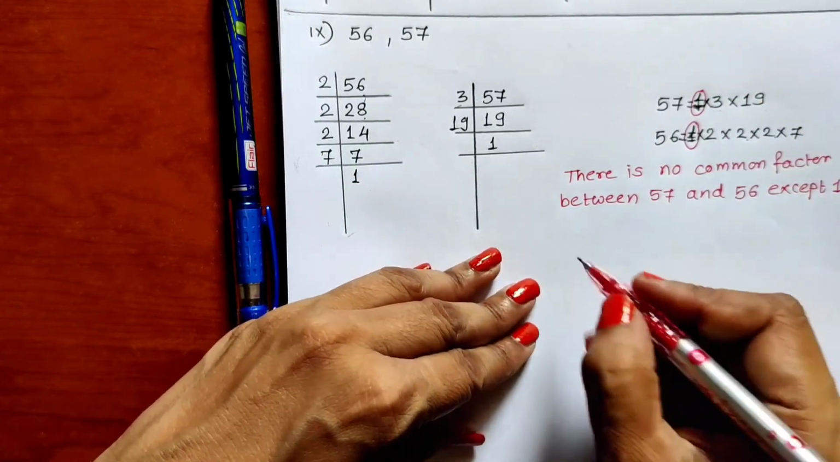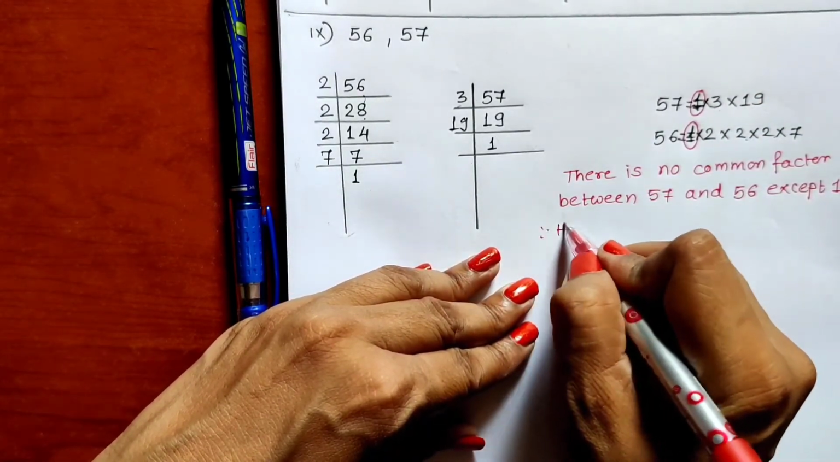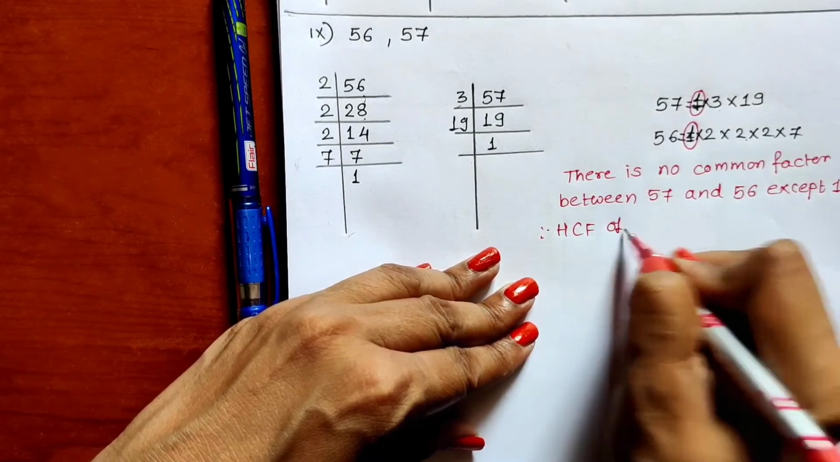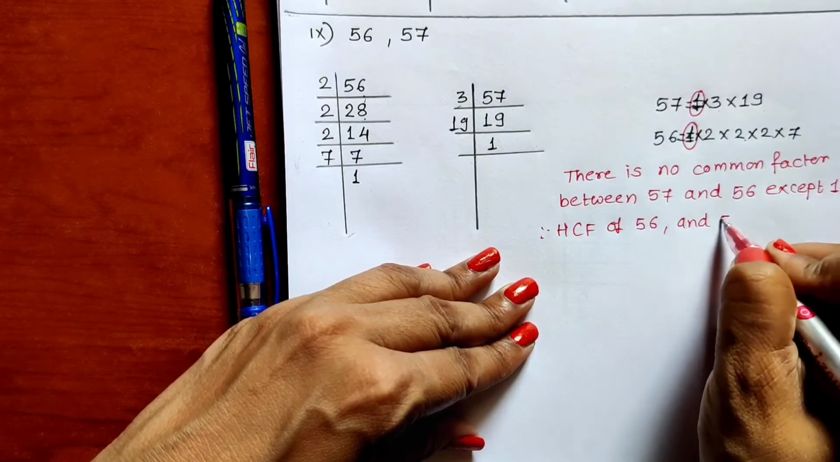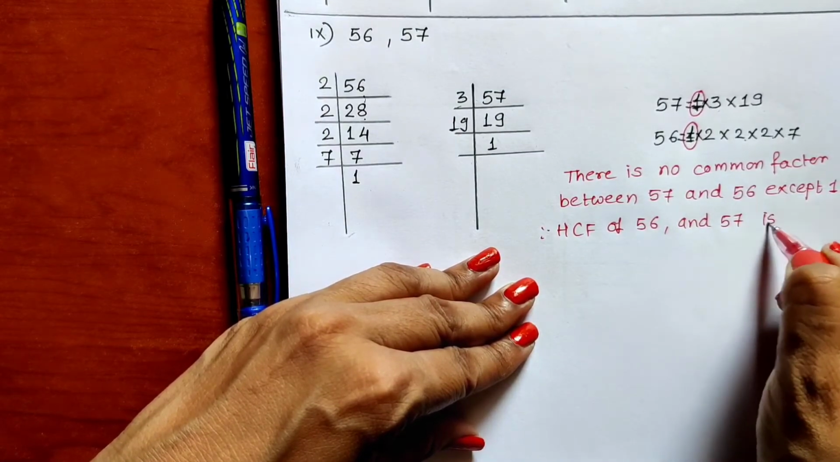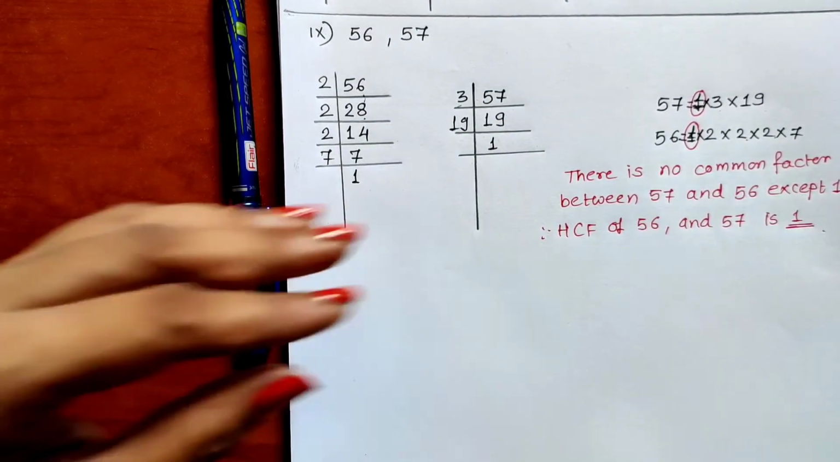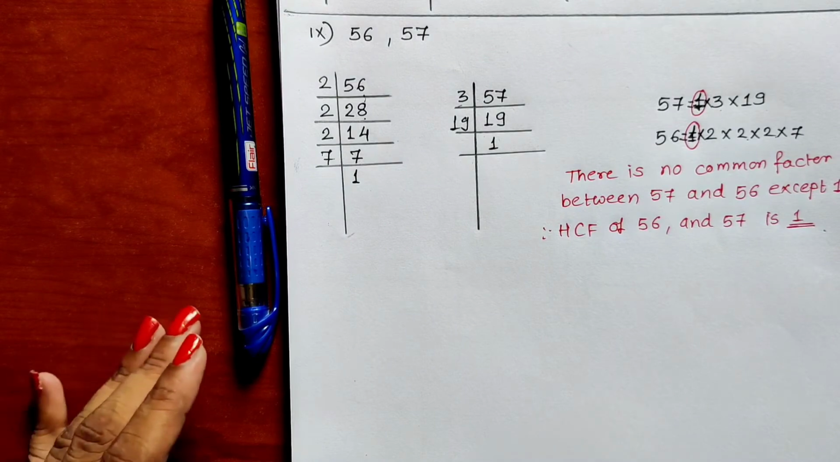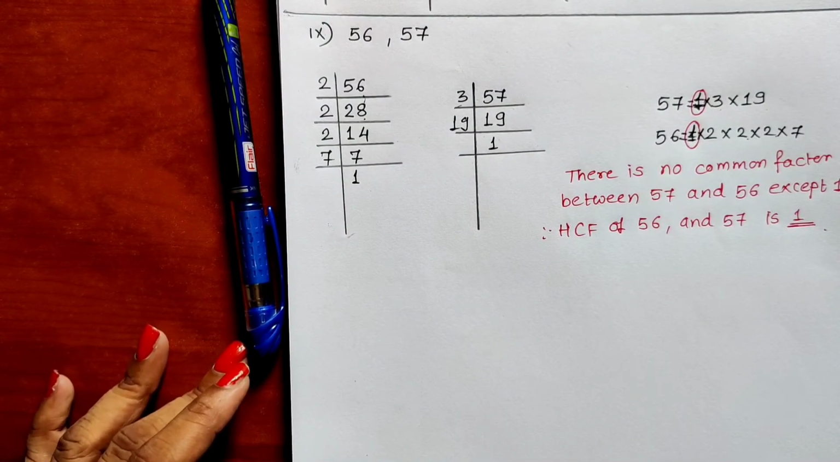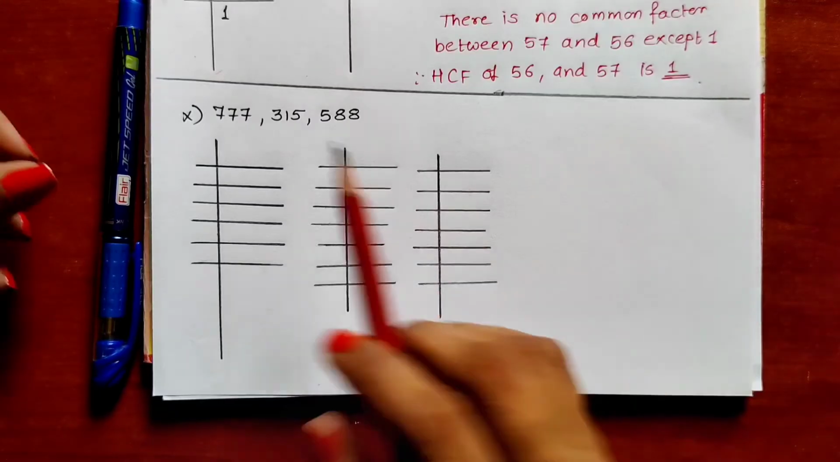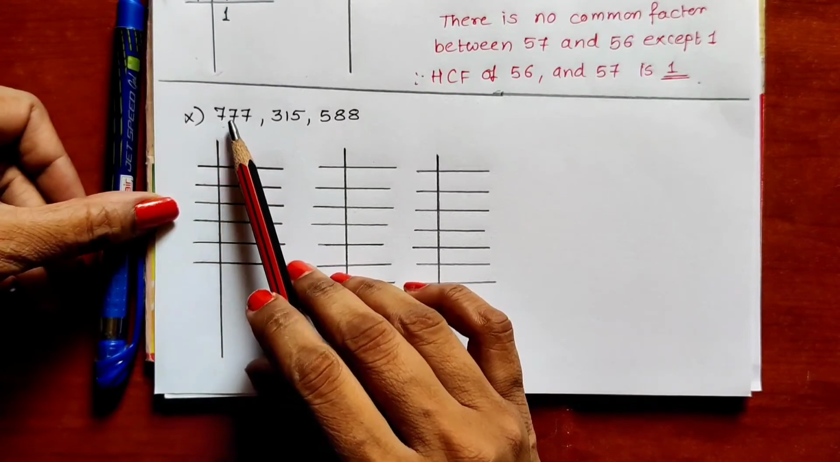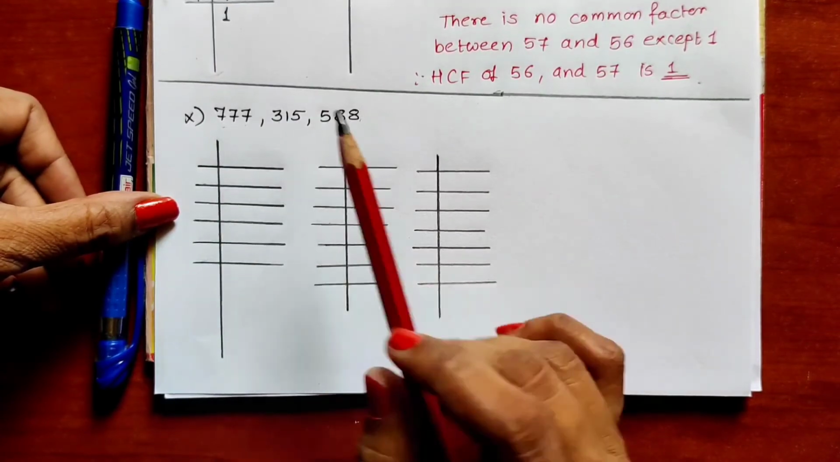So that's why HCF of 57 and 56 is 1. So always see that if common factor is not there, you should write HCF as 1. Now let us go on to the last sum of this question number 1. Now let us solve this last sum. We have got 3 numbers again, 777, 315 and 588.